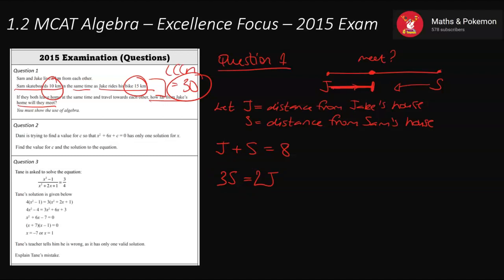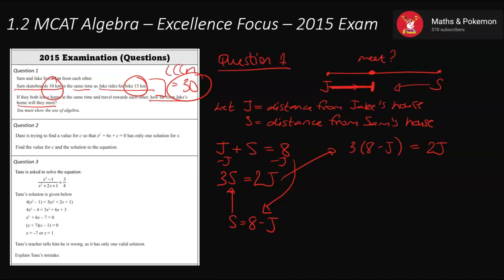At this step, we're trying to find Jake's distance, so I need S by itself. That way I can substitute S over here, and that will leave the J's only. From this equation, we go minus J, which leaves S equal to 8 minus J. I can now substitute this S in over here. I know it's getting a bit messy, but we've got 3, and then bracket 8 minus J. That's where the S was, and now it's gone. And that should be equal to 2J.